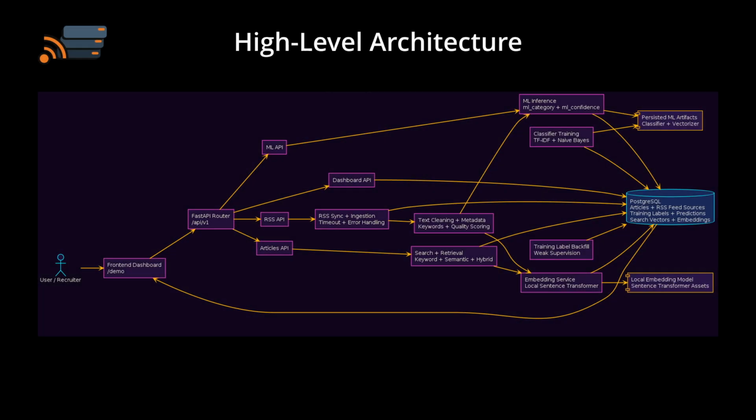This high-level architecture diagram shows how the system fits together. RSS feeds enter through the ingestion pipeline. The articles are cleaned, normalized, enriched, classified, embedded, and stored in a Postgres database.